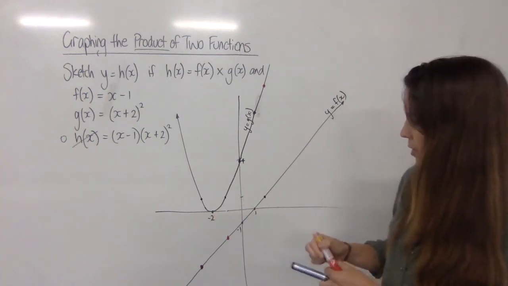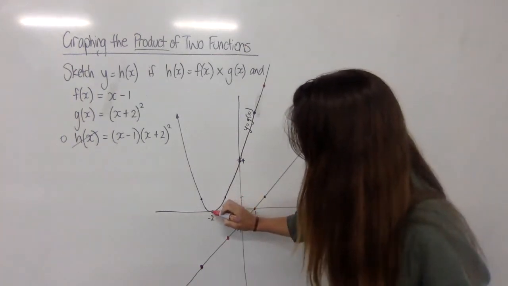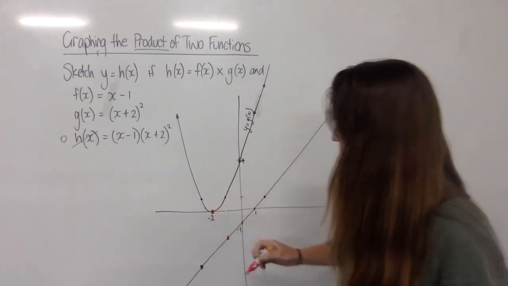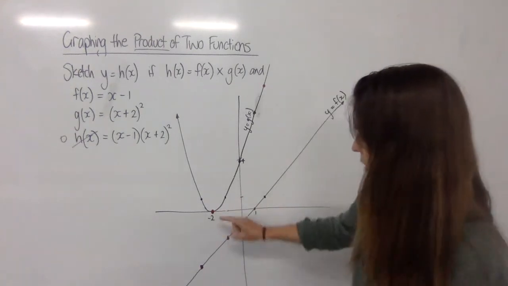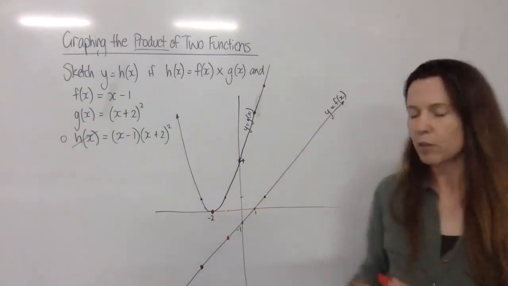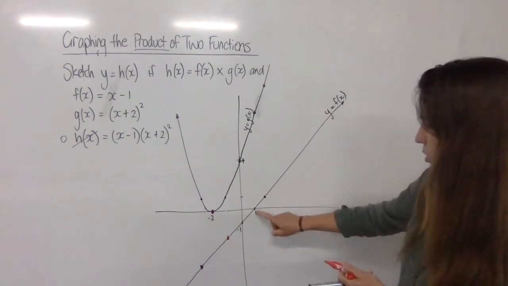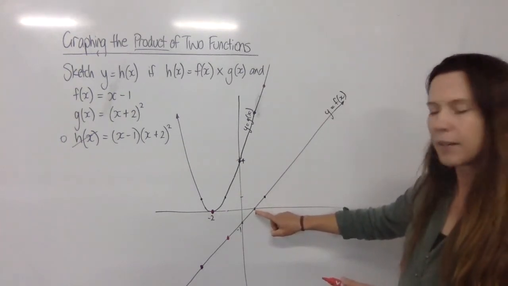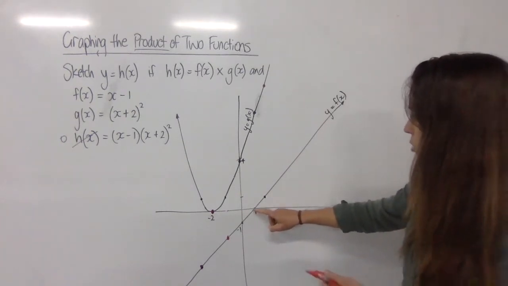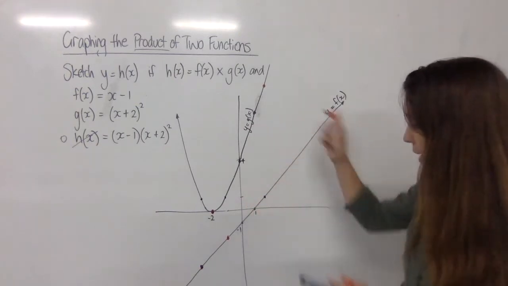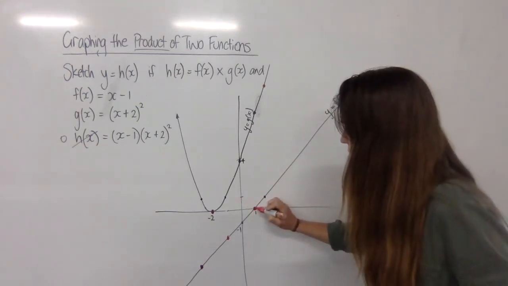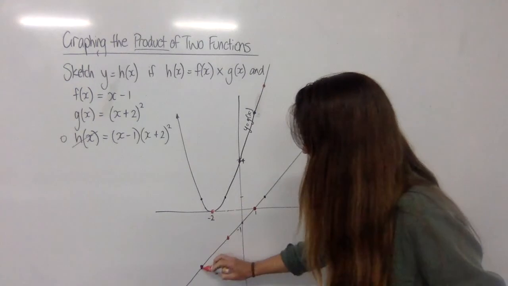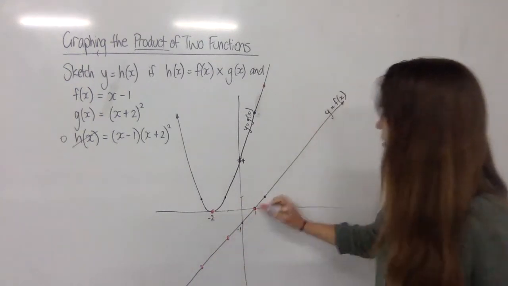So that tells me that my h of x is going to go through that point as well, because I've got a y value of 0 and a y value of whatever that is. They multiply to make 0. I've also got a 0 over here on my straight line. So 0 multiplied by whatever y value that is still going to be 0. So that gives me all of these points here, these red ones, to put in.